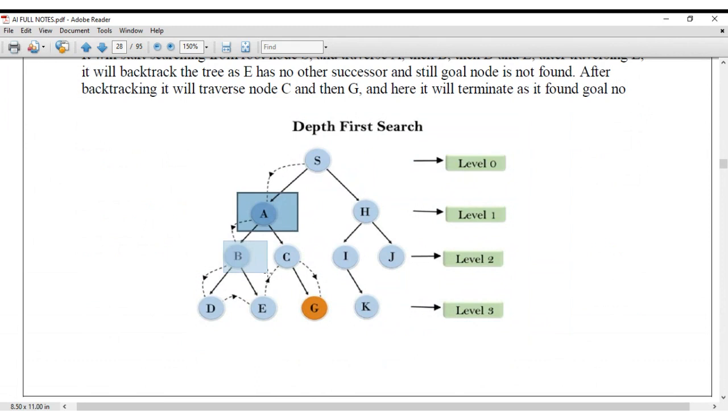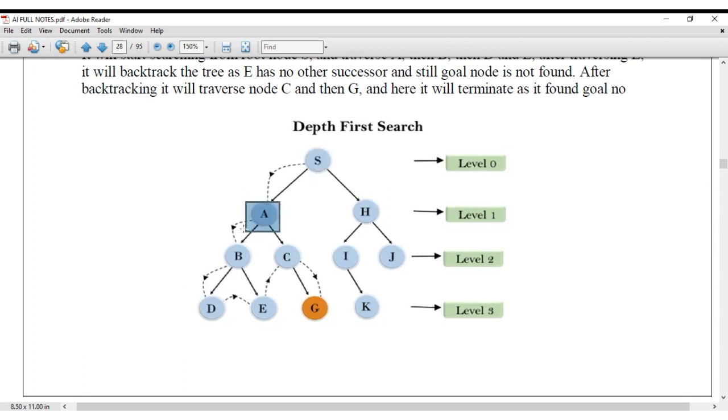measure that. Then it will go back and start from S to A to C. No, it will not start again S to A. S to A was already done. Sorry, just a minute. It will start from S to A, traverse from A to B, then B to D. Okay, so it has already searched S to A and A to B.